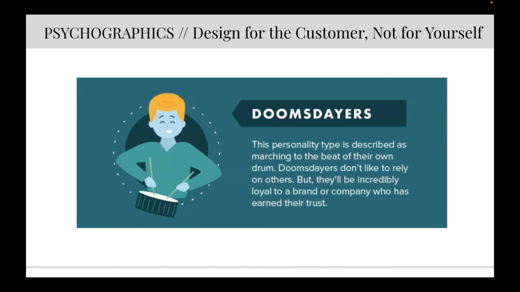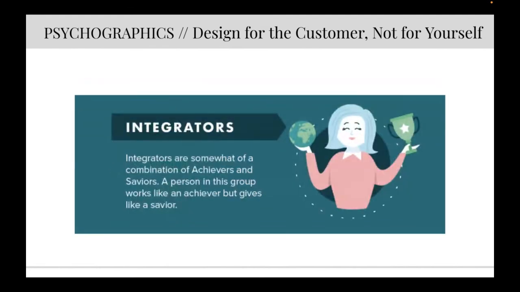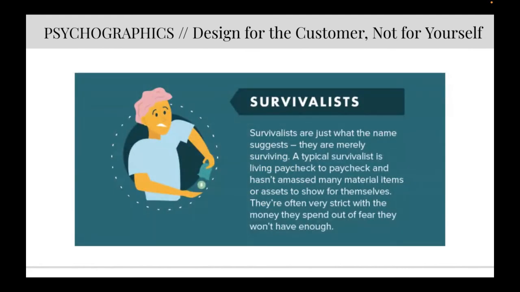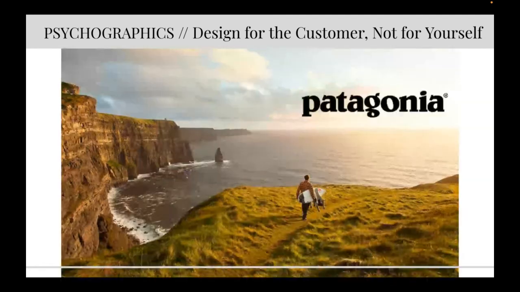Doomsdayers. Sorry about that. Integrators. This person has found a way to achieve work-life balance. They may have some expensive brands, but they prefer items that have meaning or give back without losing quality. And survivalists, our last category. They're struggling. They are most likely just out of school and trying to make their way in the world. They are just living paycheck to paycheck.